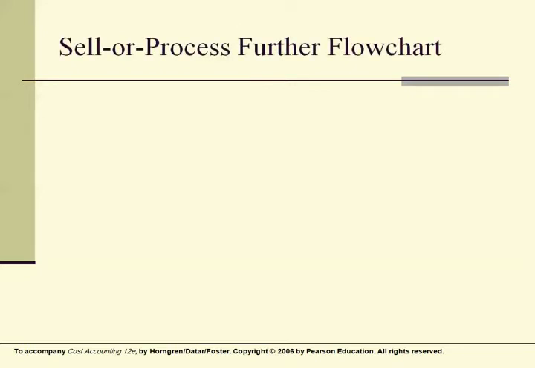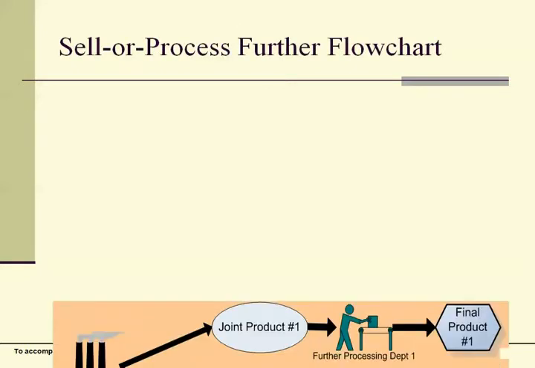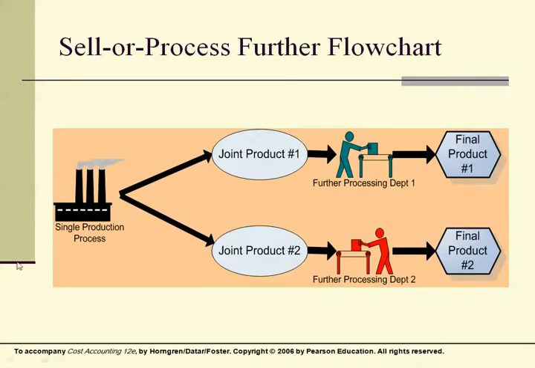Sell or process further flowchart. We have a single production process that results in joint product number 1 and joint product number 2. Then we can make further processing in department 1 to reach final product number 1, and we also can make further processing in department number 2 to reach final product number 2.